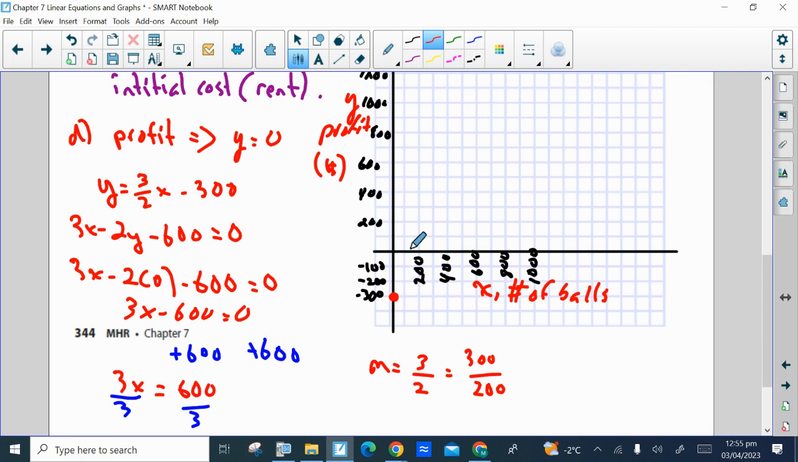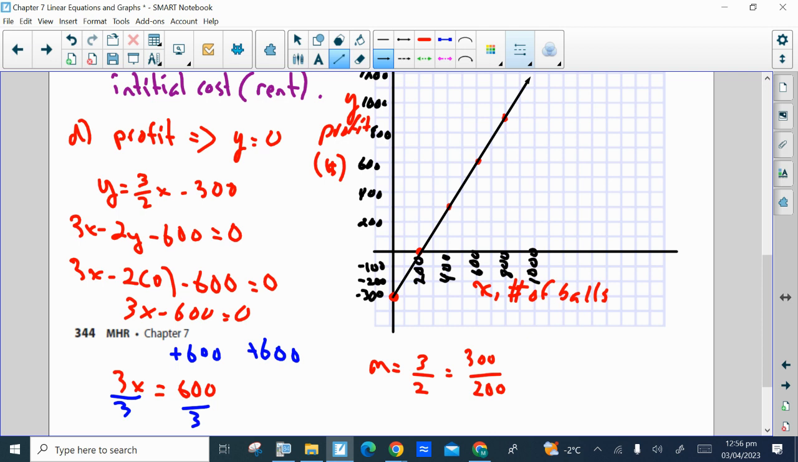I can rise 300 and run 200. That's no problem. I can rise 300 and run 200, and again. All these points line up. So we can draw a line going through them.